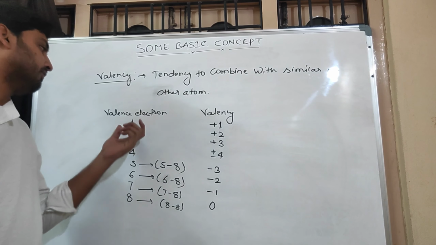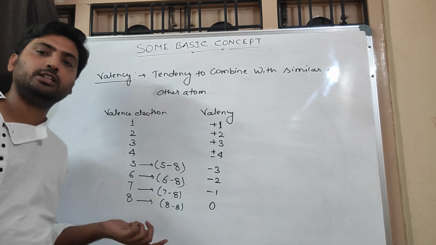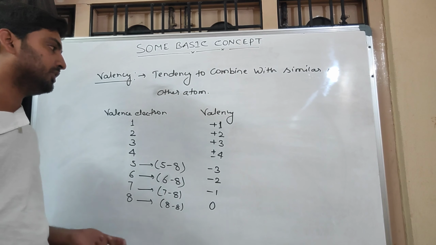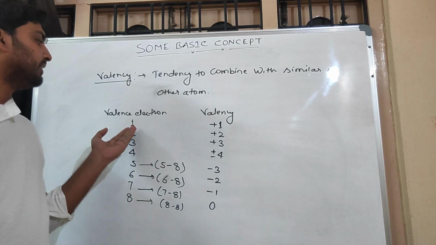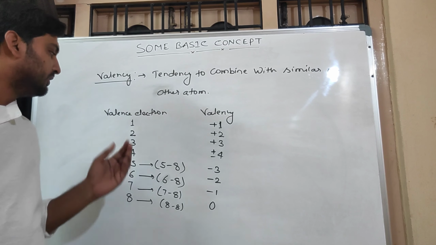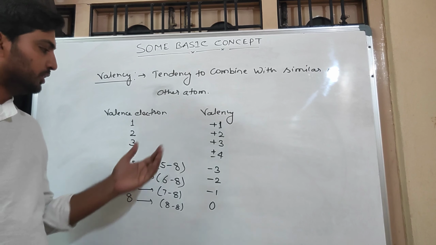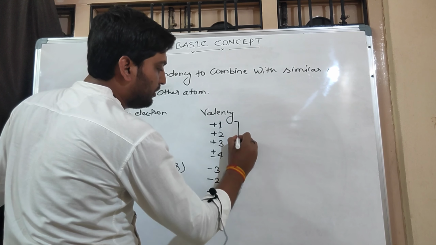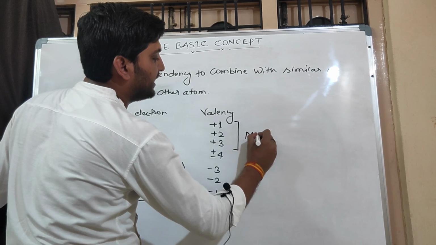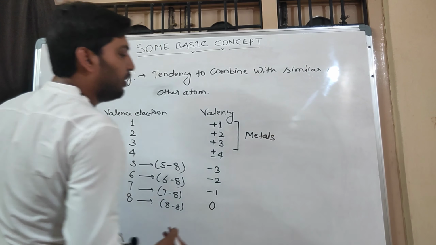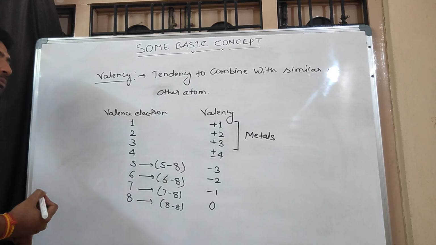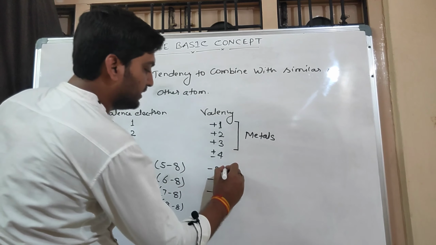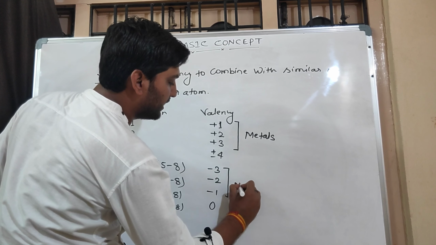Now what does this valency mean? Valence electron, we understood: the number of electrons in the outermost shell. But what does valency mean? If the valence electron is 1, valency is plus 1. If the valence electron is 2, plus 2. Here minus. What does it mean? It means plus. All the plus valencies show metals. All the plus valencies of an element show these are metals. Minus shows non-metal.